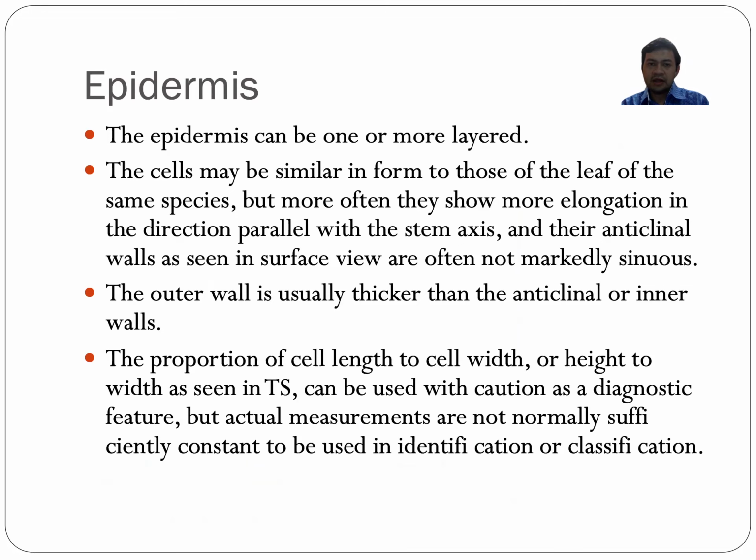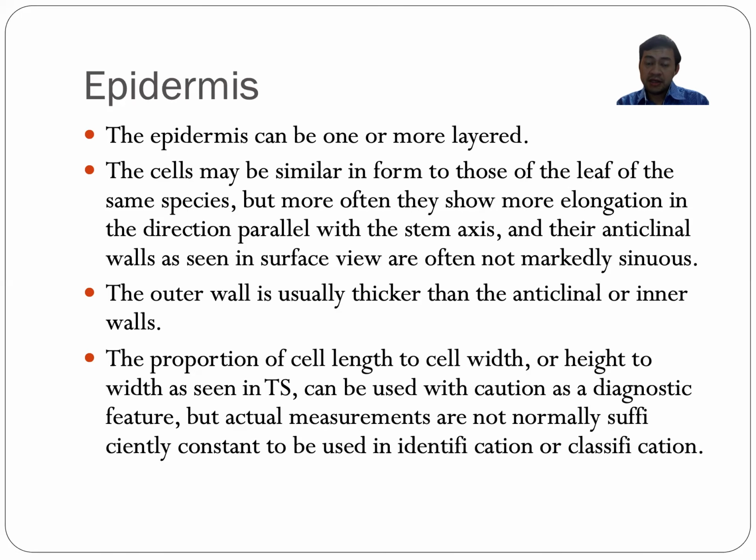So here we will discuss one by one, starting with the epidermis. The epidermis can be one or more layered. The cells may be similar in form to those of the leaf of the same species, but more often they show more elongation in the direction parallel with the stem axis and their anticlinal walls, as seen in surface view, are often not markedly sinuous. The outer wall is usually thicker than the anticlinal or inner walls.